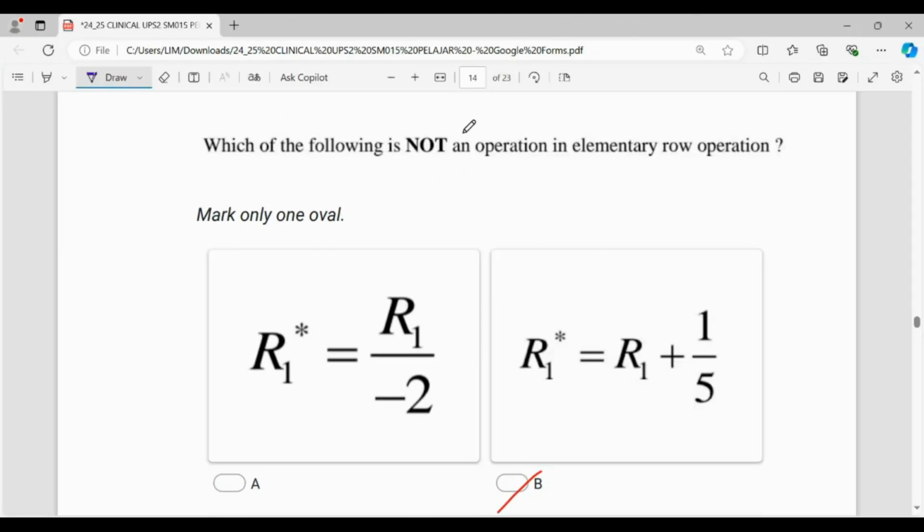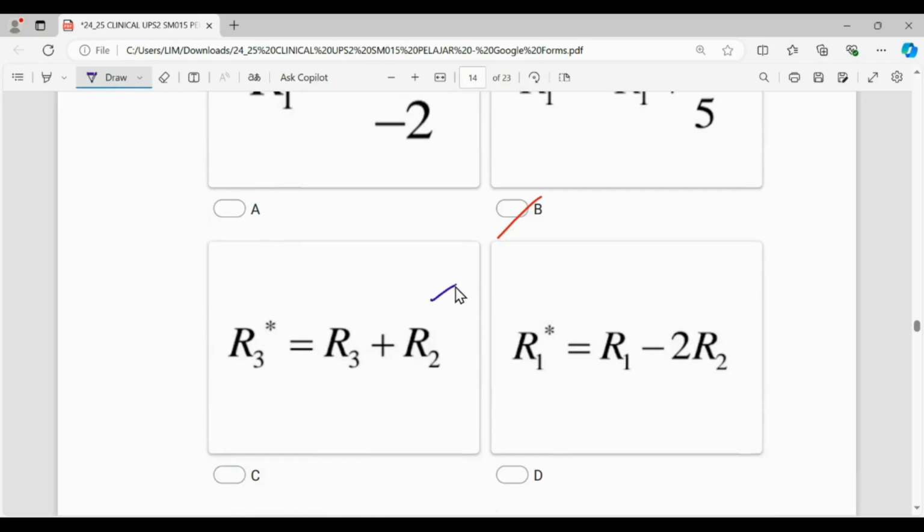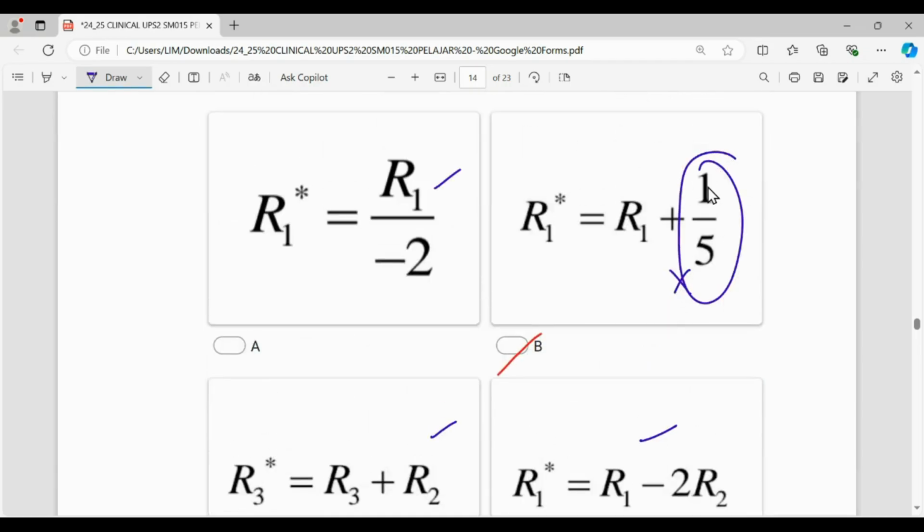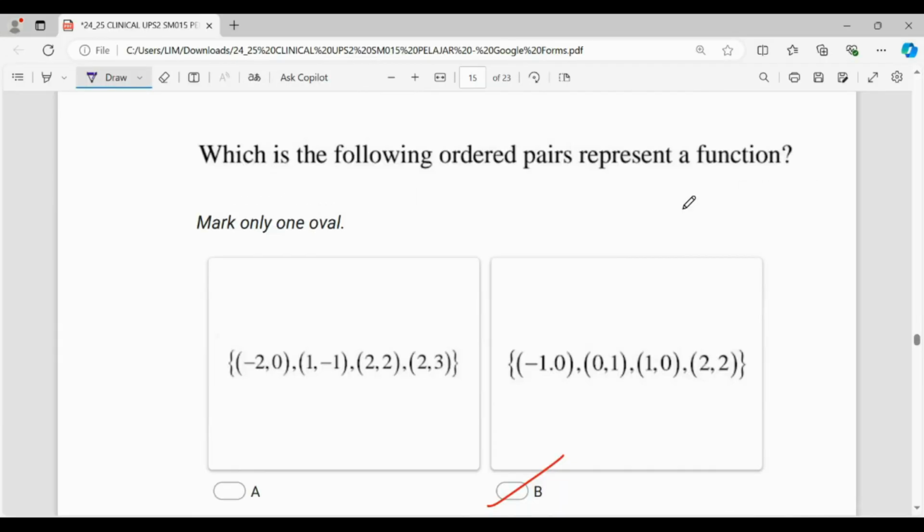Which of the following is not an operation in arithmetic row operation? So for ERO, we can divide the entire row by a number. We have row plus row, we have row minus row, but we don't have a row plus a value. So this is wrong.